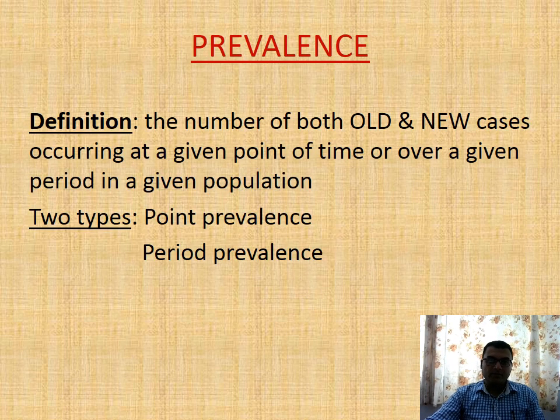Prevalence, by definition, is the number of both old and new cases occurring at a given point of time or a given period in a given population. So there are two subtypes of prevalence. One is point prevalence and the second is period prevalence.